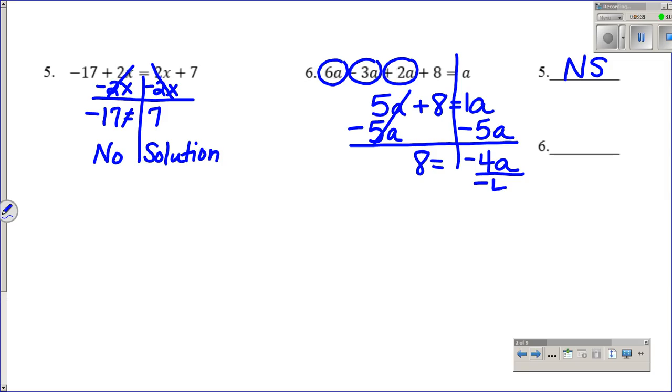Now we're going to divide both sides of the equation by negative 4. Our negative 4 divided by negative 4 equals 1a, and 8 divided by negative 4 is negative 2 equals a. Again, I prefer to write my variable in front, so I'm just going to reverse that as a equals negative 2.